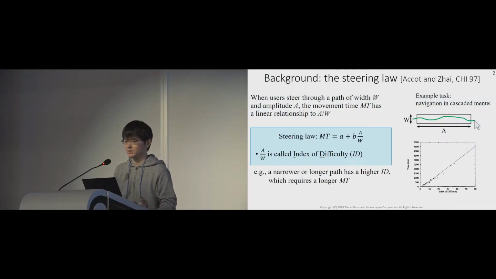First, I explain the background of this study. When steering through a constrained path, the movement time has a linear relationship to the amplitude divided by the path width. And this A over W is called the index of difficulty, ID. This model means that steering through a narrower or longer path has a higher ID, which requires a longer movement time.